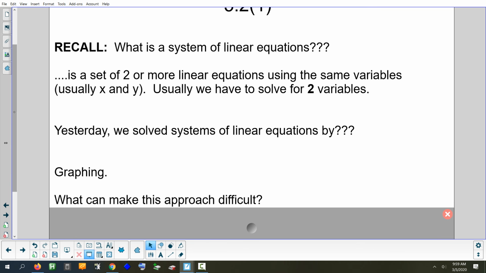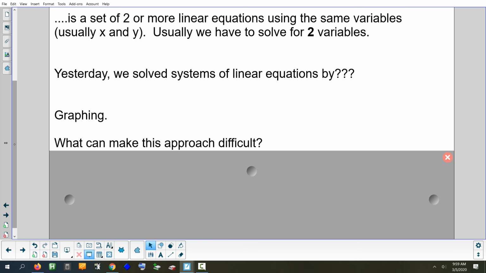We talked a little bit about what makes graphing difficult. Can somebody tell me one thing that makes graphing difficult? Yep. Because you don't want to graph like decimal points. Right, if it's decimals, that's going to be really hard to see on graph paper. Even if you're really accurate with a ruler, you're not going to be able to tell if the answer is like 5.2. How would you tell that on a graph?